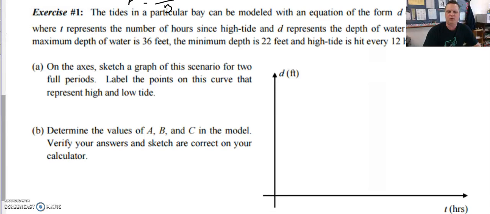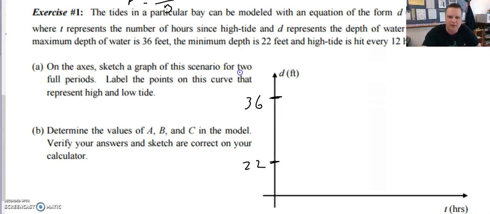The maximum depth of the water is 36, so the highest I can have is 36 feet. The minimum is 22. Now, it's okay if it's not spaced out exactly. When we do it on quizzes, tests, and Regents exams, you will have a grid so that you can count exactly the right spaces. And high tide hits every 12 hours.